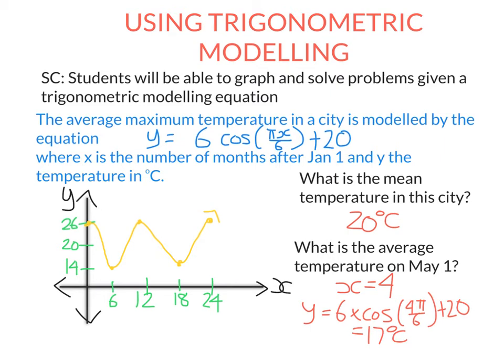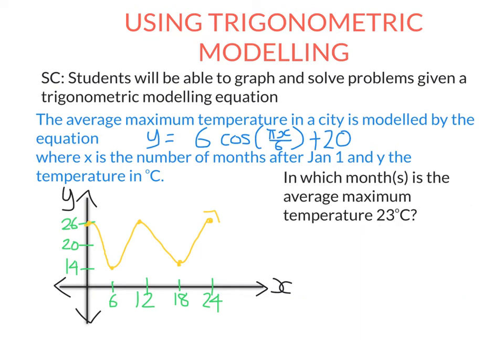Interestingly, it will reach that 17 degrees on May 1, and it'll also reach over here every year on September 1. That's because if I were to substitute over here x equals 8, I would get the same value of 17 degrees. All right, let's now do a question where we know the y value and we have to find the x value.